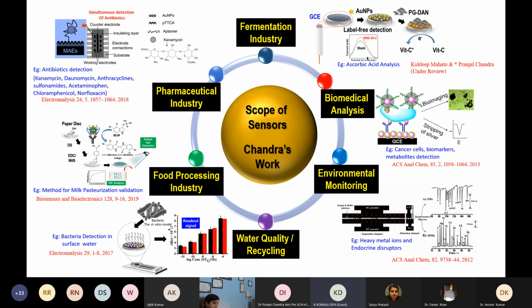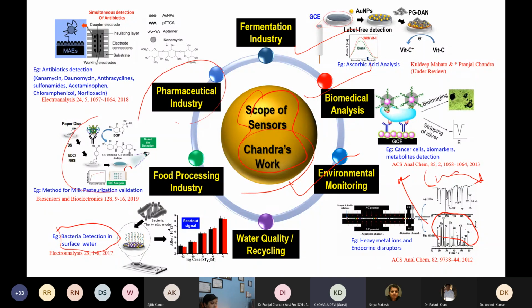So this is the scope of the sensors. What we have done in my lab, you can see in the fermentation industry, biomedical analysis, and environmental monitoring. In one shot, so many metal ions can be detected: lead, titanium, cadmium, zinc, copper, nickel, iron. And it is not in human blood, it is in the surface water which is moving into the soil. That can be done by using this system. Also the bacteria present in the surface water, the food processing industry, the pharmaceutical industry, drug analysis, and so on. So this is the scope of sensors.